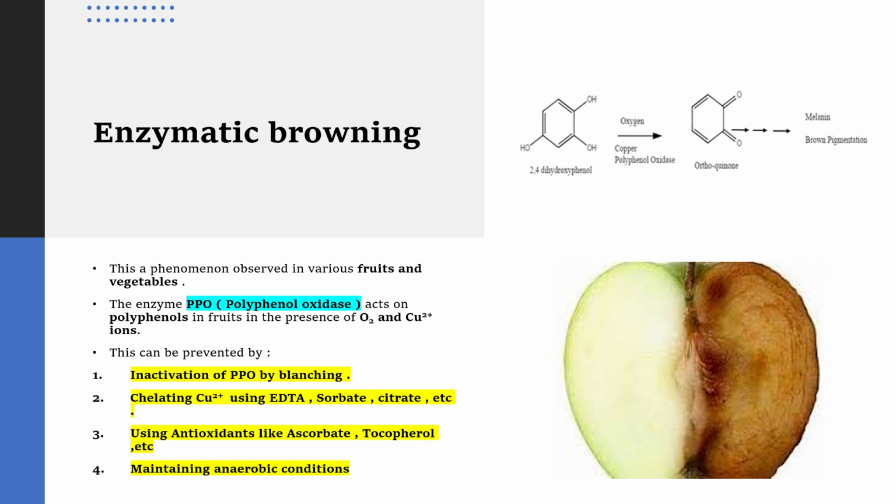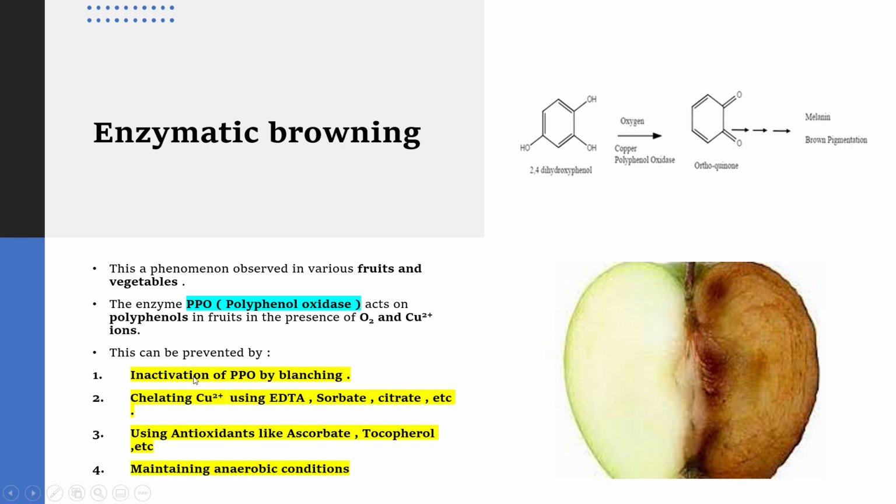As I said, for example, you can see this reaction: 2,4-dihydroxyphenol is a polyphenol found in apple. In the presence of oxygen, with copper as a promoter ion, polyphenol oxidase converts it into orthoquinone and ultimately forms a brown pigment, a large polymer known as melanin. This is a brown color, and a similar phenomenon is seen in other products like brinjal. Now, how can it be prevented? Because it decreases the palatability of the product.